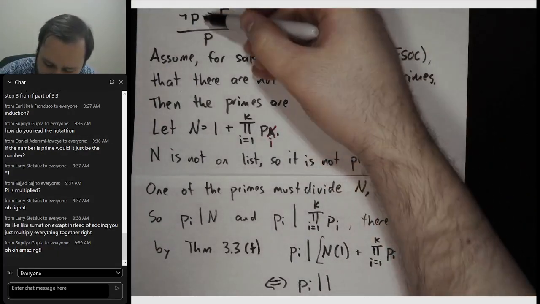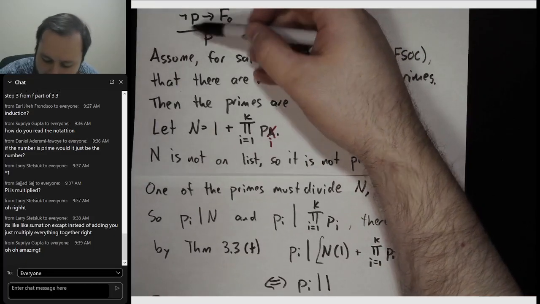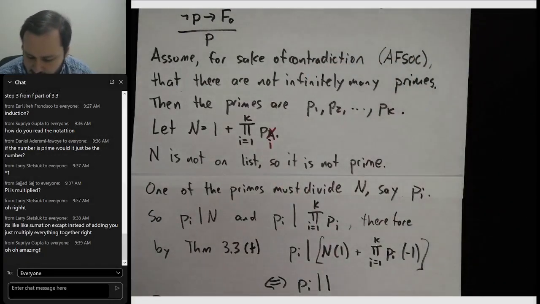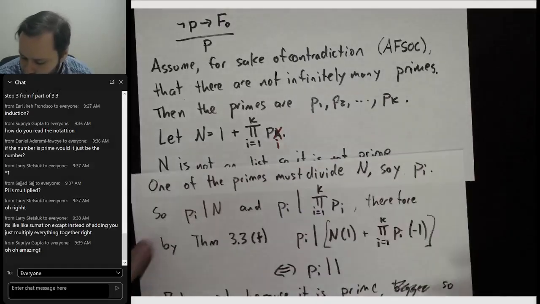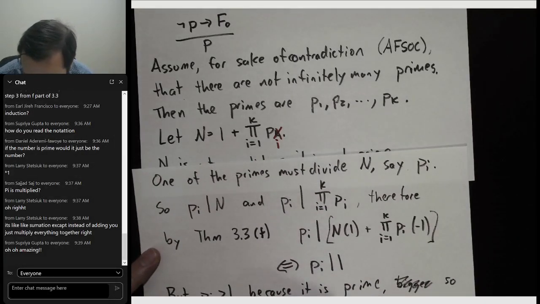So we assumed that there were not infinitely many primes. That led to a contradiction. So we conclude there are infinitely many primes.